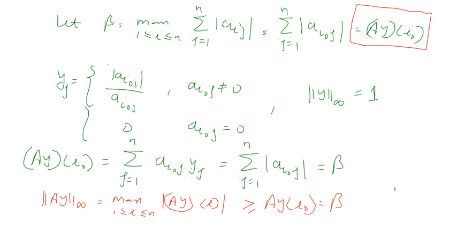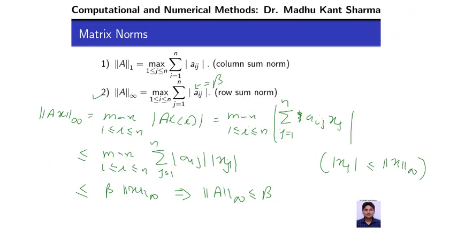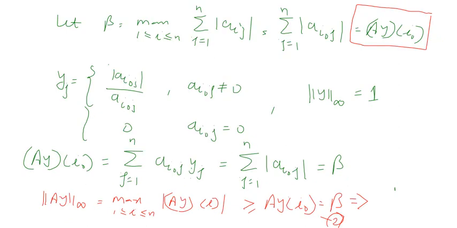So you have shown that, just now, this implies this, and you can say this is 2, and if you look at previously, you can say this is 1. So this implies norm A infinity is equal to beta. Look at it carefully, and come back if you still have doubts with this. So the norm infinity is the maximum over row sums.